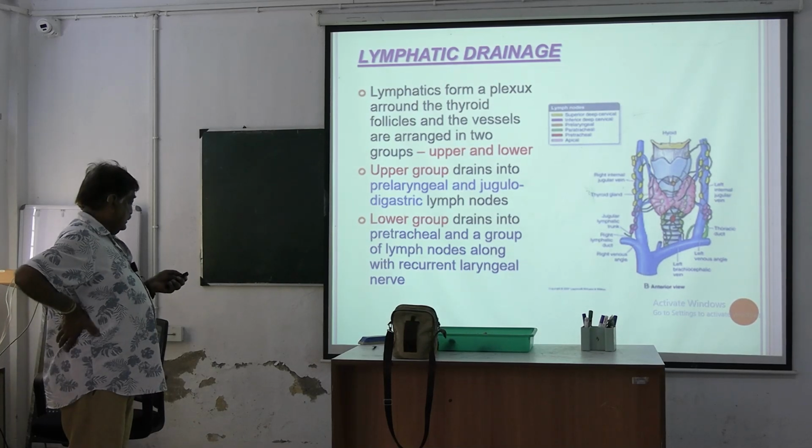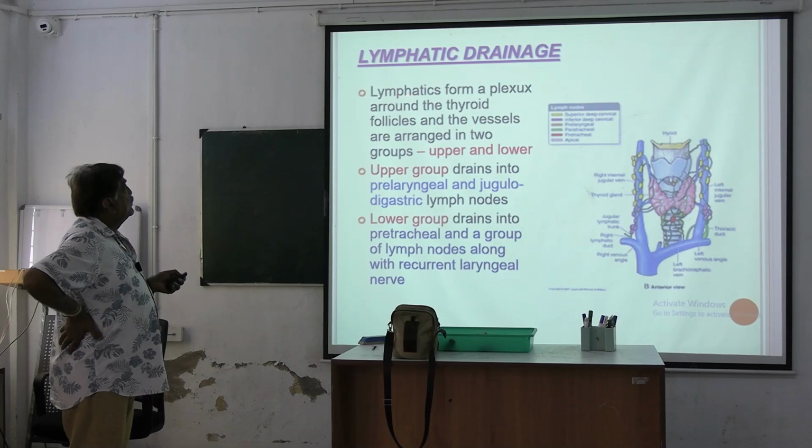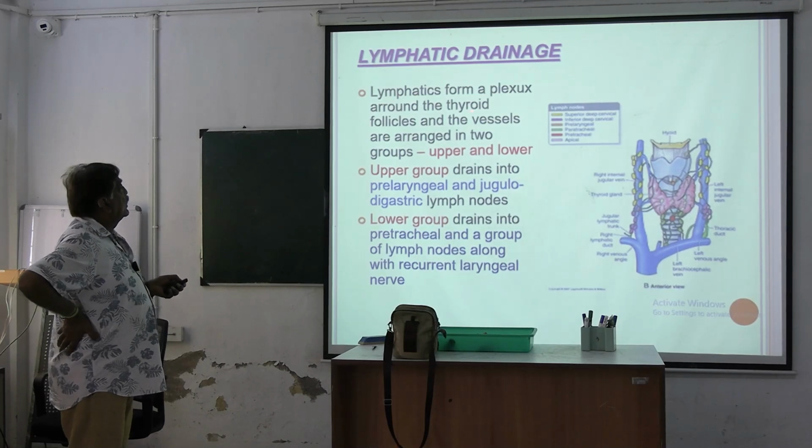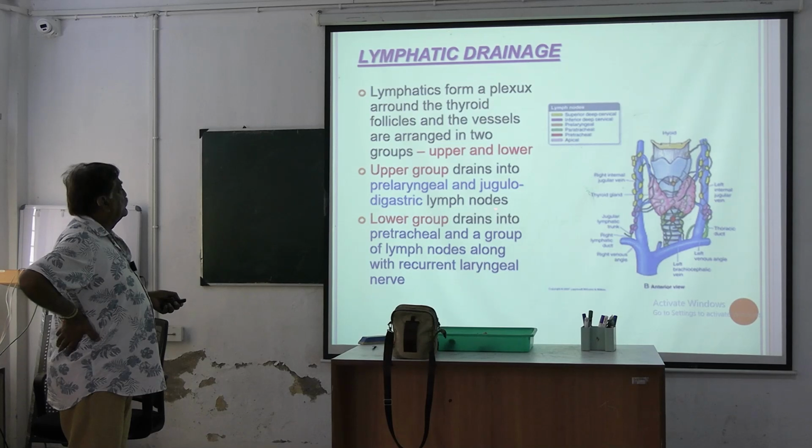Lymphatic drainage, you can see the lymph nodes here. Lymphatics from the plexus around the thyroid follicles and the vessels are arranged in two groups, upper and lower. Upper group drains into the pre-laryngeal and jugulo-digastric lymph nodes. Lower group drains into the pre-tracheal group of lymph nodes along with the recurrent laryngeal nerve.